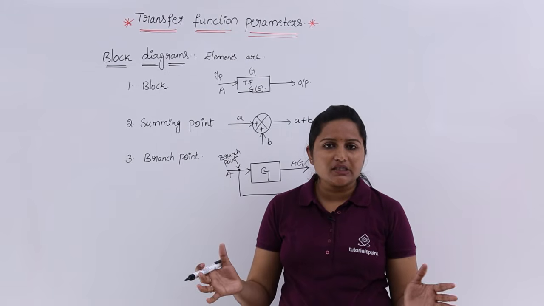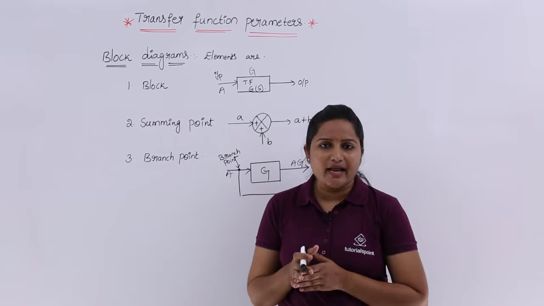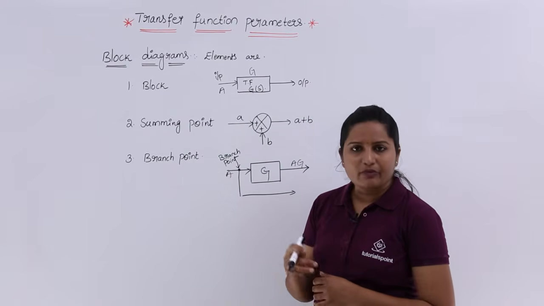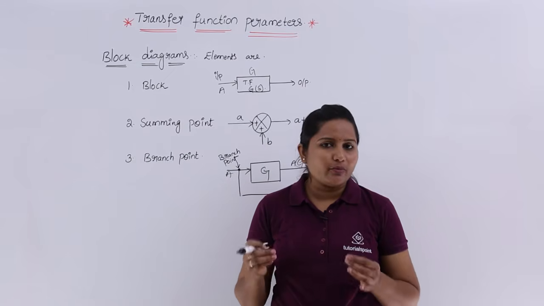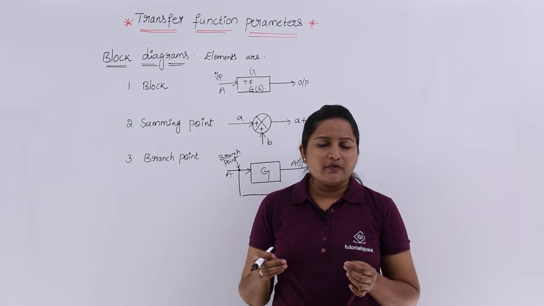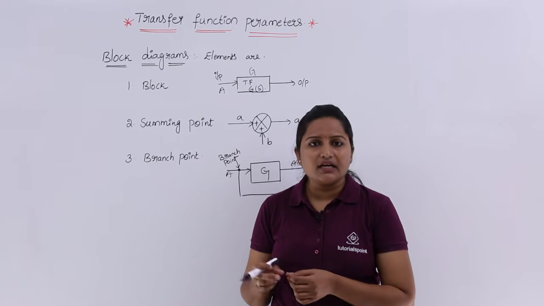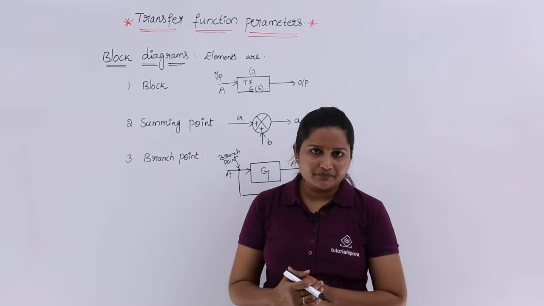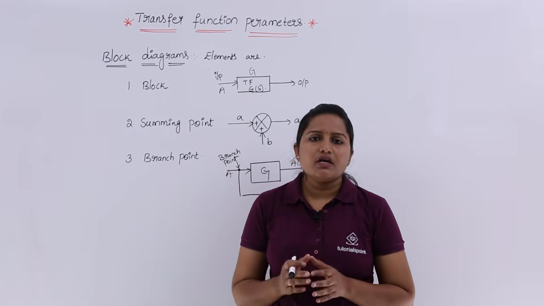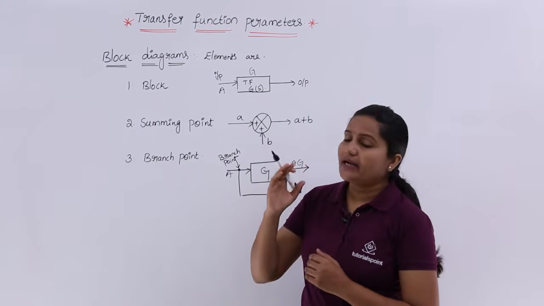That means, if you want to combine 2 signals either by addition or subtraction, you can use this type of point. Coming to the branch point, this is also a point from which a signal leaves a branch concurrently to another block. In parallel, it goes to the other block. So, this is about block diagrams in transfer function parameters.